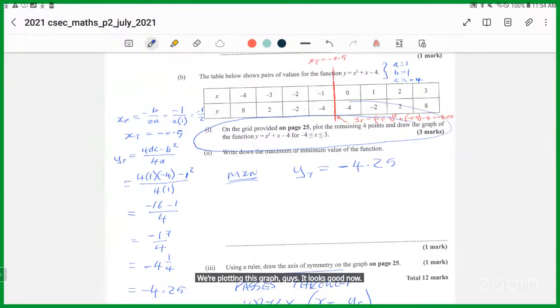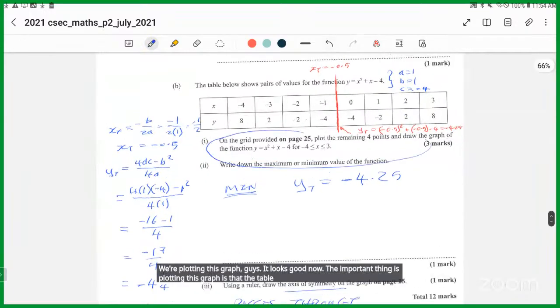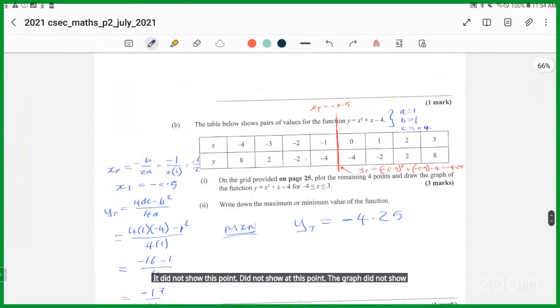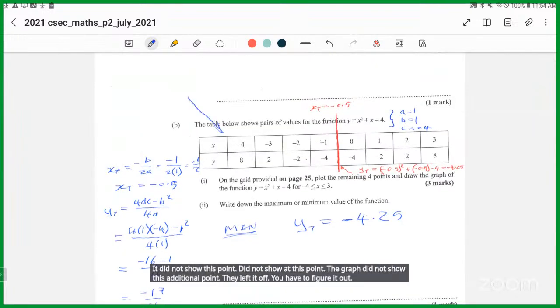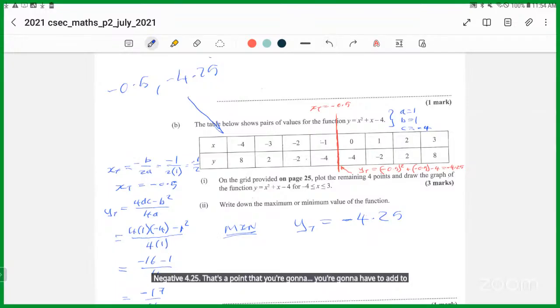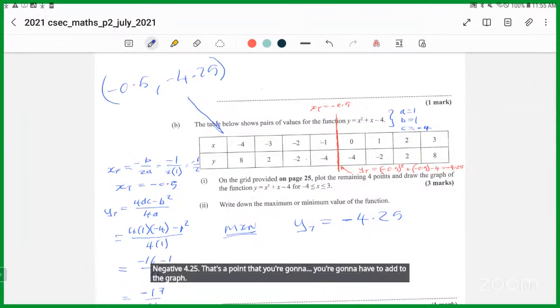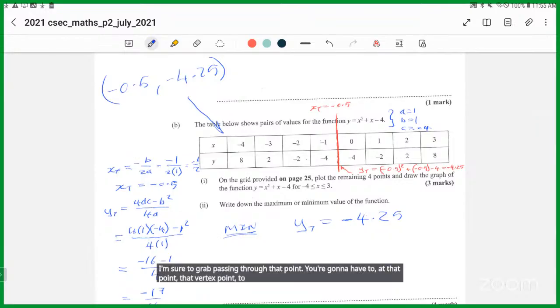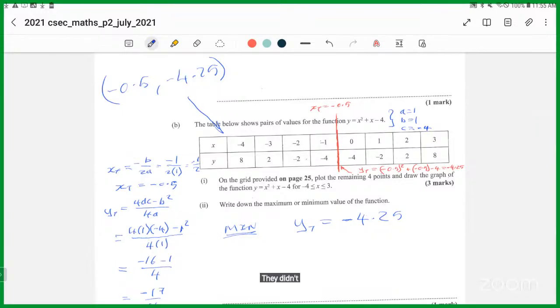the important thing in plotting this graph is that the table did not show you the vertex. It did not show this point. The graph did not show this additional point. It left it off. You have to figure it out. Negative 0.5, negative 4.25. That's a point that you're going to have to add to the graph, and show the graph passing through that point. You're going to have to add that vertex point to the graph and draw the graph through it as well. They didn't give it to you in the table.